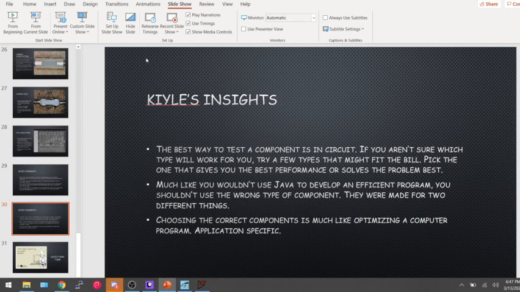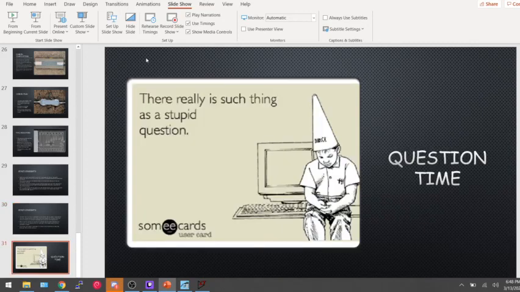Choosing the correct components is much like optimizing a computer program. You have to optimize it to the specific application. Like, say in C or C++, using assembly to optimize specific parts of your program. You have to make sure that you're using the right components at the right time in the right place. Are there any questions? And I think we should move to the Discord channel so that I can hear you.